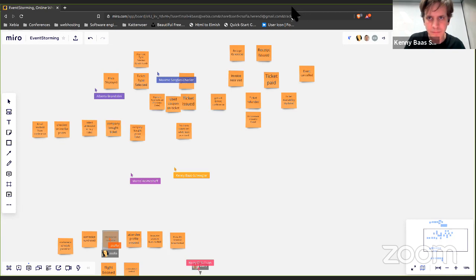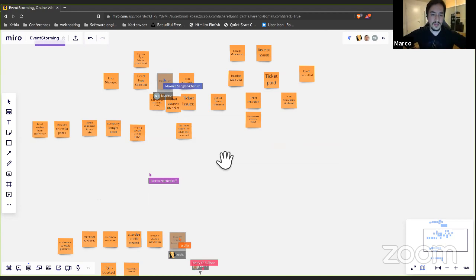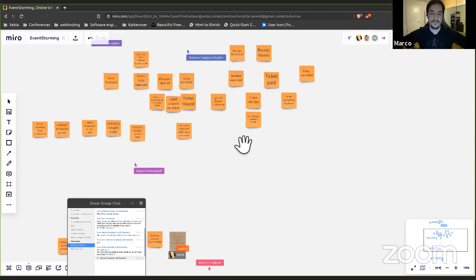Okay, so there's a little duplication going on, so I'm going to start looking for duplicate tickets and try to put the time frame a little in order and clean up the mess a little. If you're out of ideas and don't write any more events, join me in cleaning up the whole model.